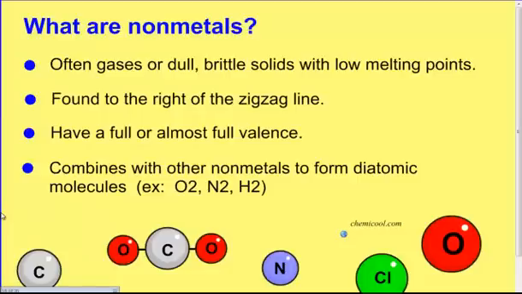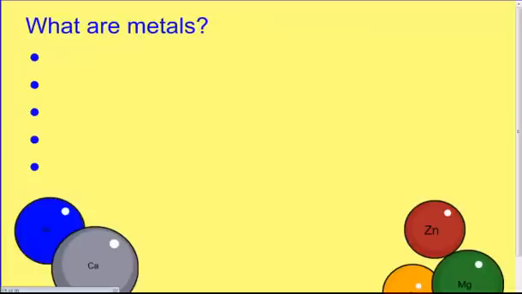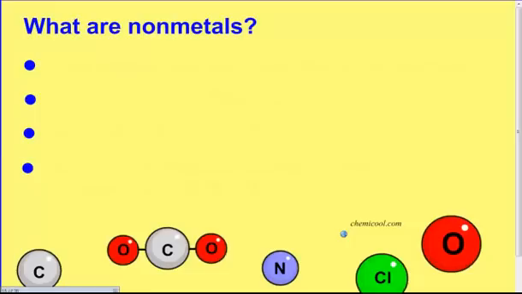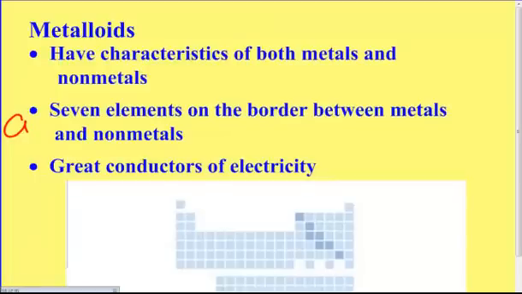Down below you see carbon is a nonmetal. CO2 is an example of a compound made up of all nonmetals. Nitrogen is a nonmetal, and so are chlorine and oxygen. If we go back to the metal side, sodium is a metal, calcium's a metal, zinc's a metal, iron's a metal, magnesium's a metal. Just to refresh your memory, we're going to go over this in the next section as well.